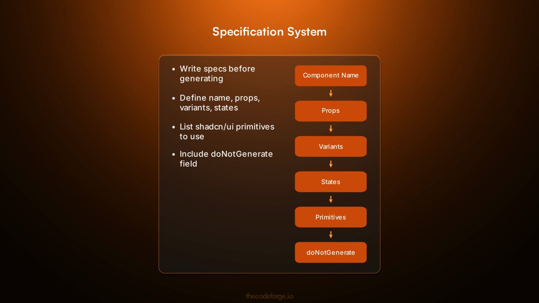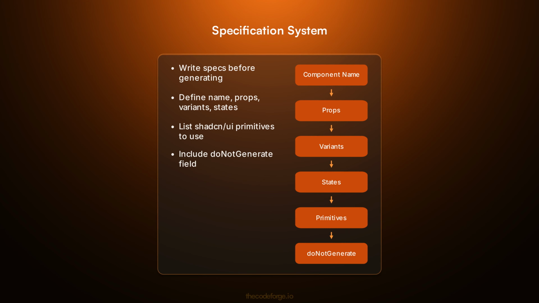The foundation is the component specification document. For each component, define name, core function, key props, variant options, required states, and the shadcn/UI primitives it should use. The do not generate field prevents AI from embedding logic that belongs in hooks.